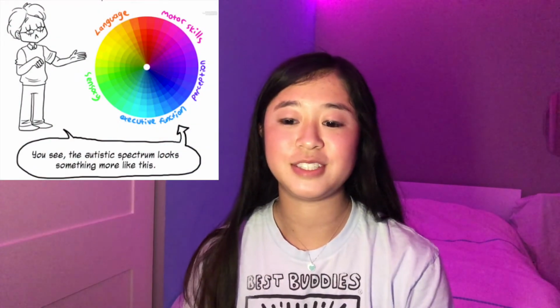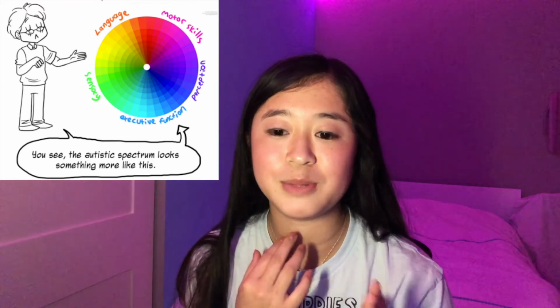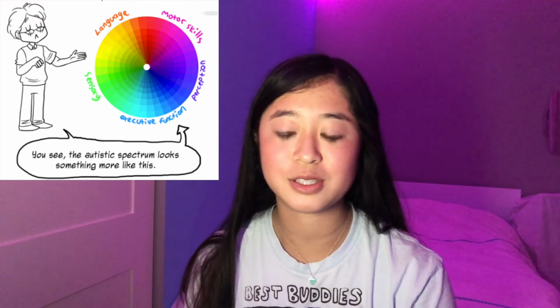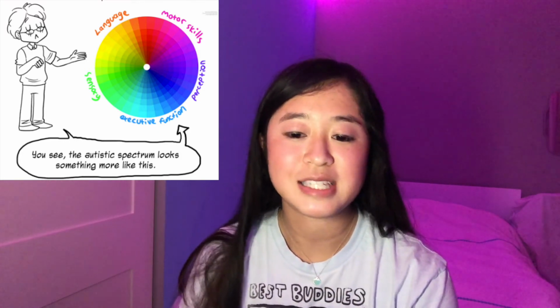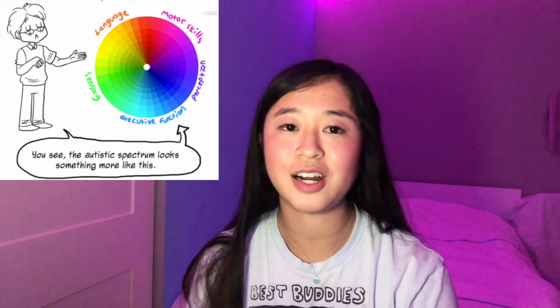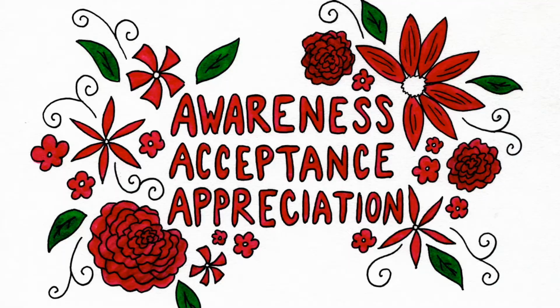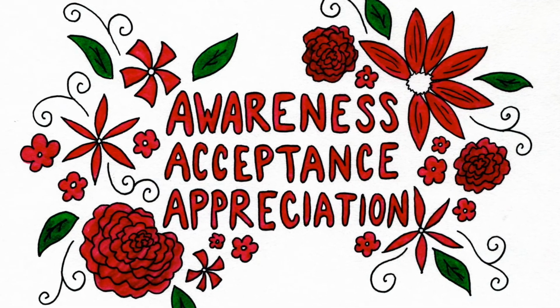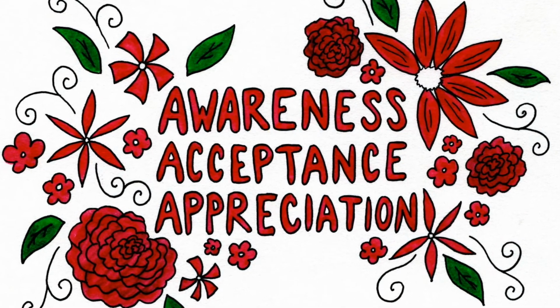This diagram shows an example of what the autism spectrum looks like. People may have difficulties with language or motor skills and not be as impacted by sensory or executive functioning skills, or a combination of all these different things. That's why each person on the autism spectrum is unique. If you've met one person with autism, you've met one person with autism. Having autism is a part of who someone is, but it does not define who they are.